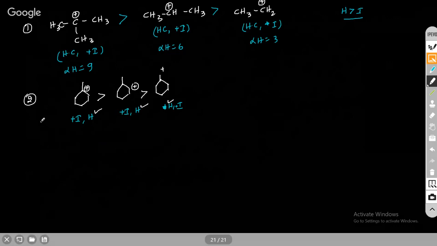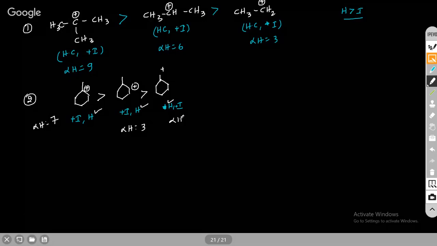With hyperconjugation or plus I, whatever you consider, the stability will be maximum for this and then this, because this molecule has 7 alpha hydrogen, this molecule has 3 alpha hydrogen, and this molecule has 1 alpha hydrogen, right? But we compare the stability here for these two molecules, which one is more stable?